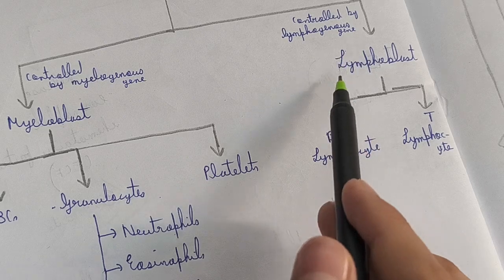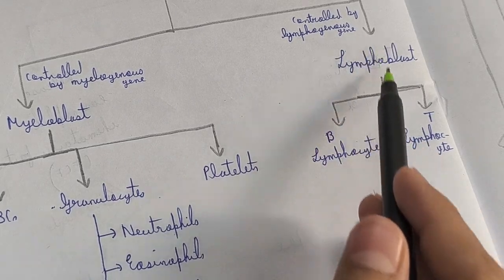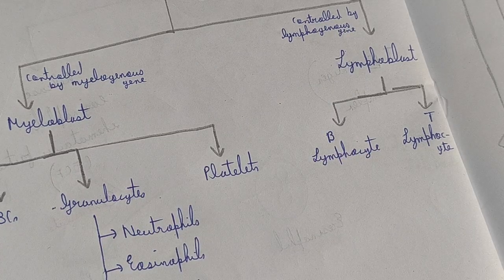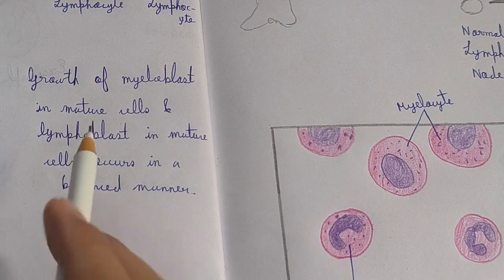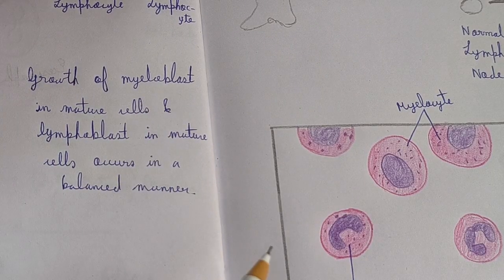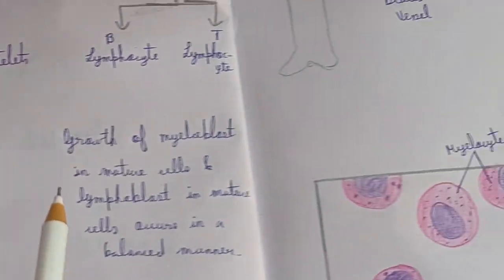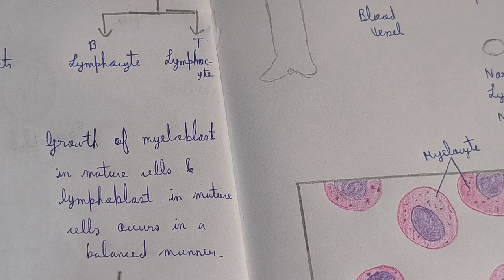Similarly, the growth of this lymphoblast into B lymphocytes and T lymphocytes is controlled by the lymphogenous gene. As a result, growth of this myeloblast and lymphoblast into these mature cells occurs in a balanced manner.